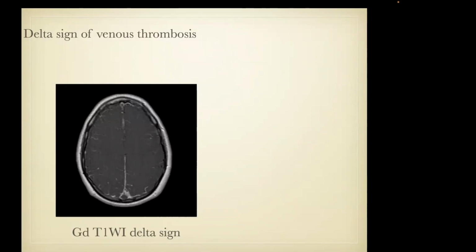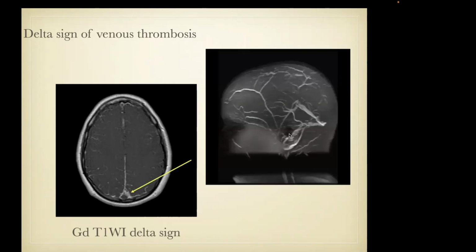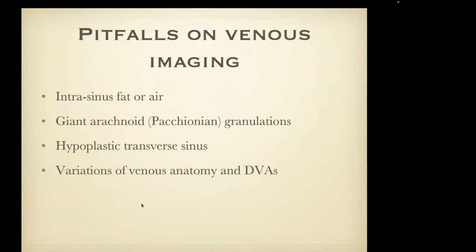So the gestalt of a high density at the periphery of a sinus is not sufficient. It has to be a contrast enhanced scan. And this is the empty delta sign, typical for venous occlusion. And this is the MR venogram in that patient showing you that the straight sinus is open, the transverse sinus is open, but the superior sagittal sinus is occluded. Again, it correlates with this empty delta sign.